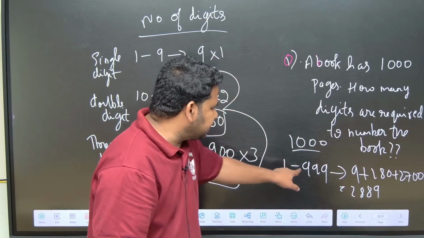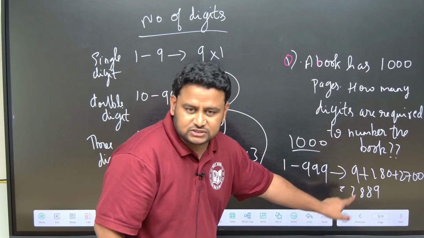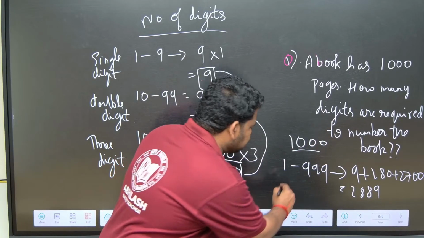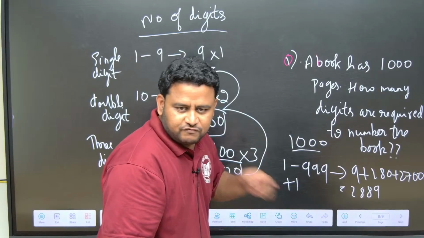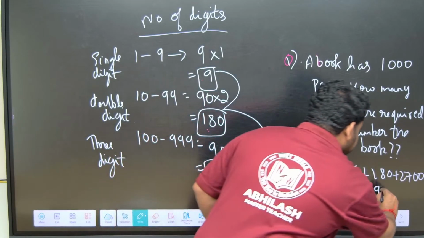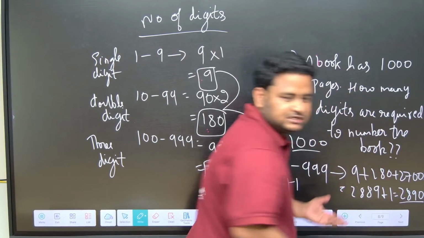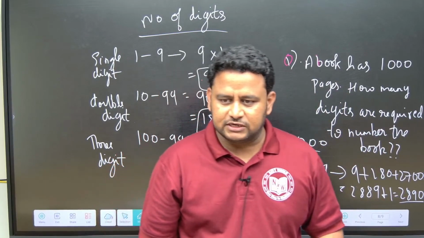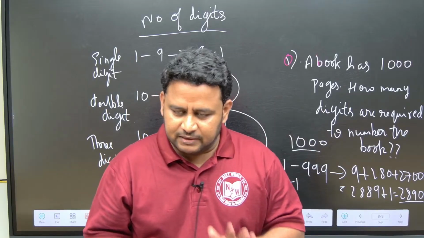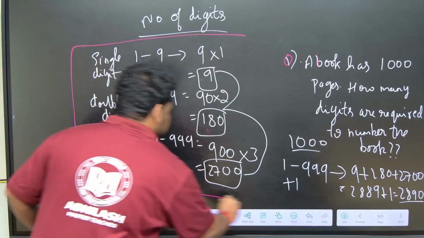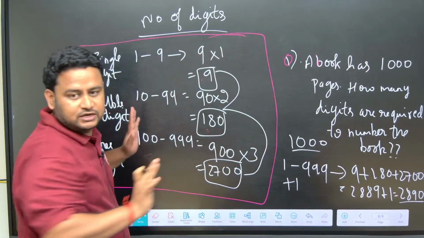From 1 to 999 you are getting 2889. But the book has 1000 pages. That means for this you have to add 1, so it will become 2890. That is the answer. Got it? But the most important thing you have to remember is this box which I put.